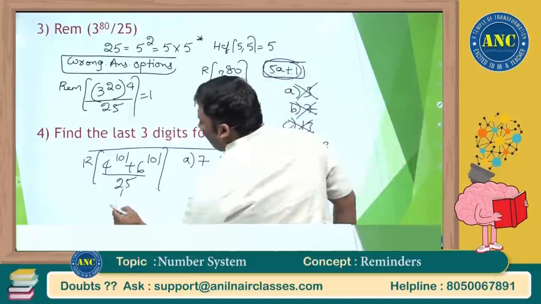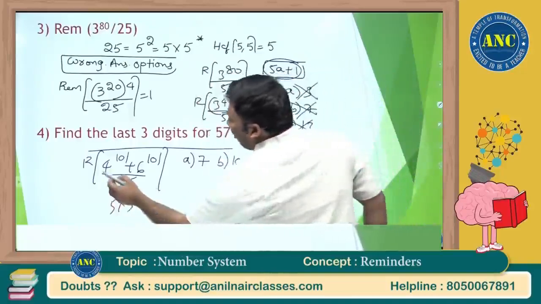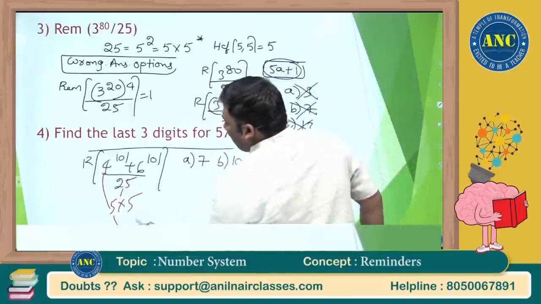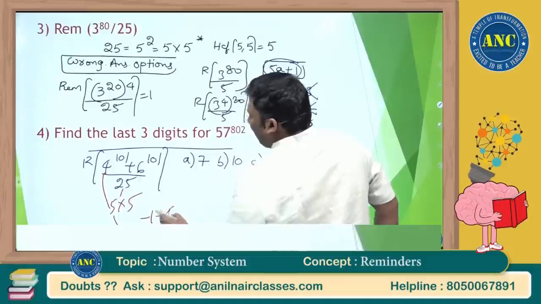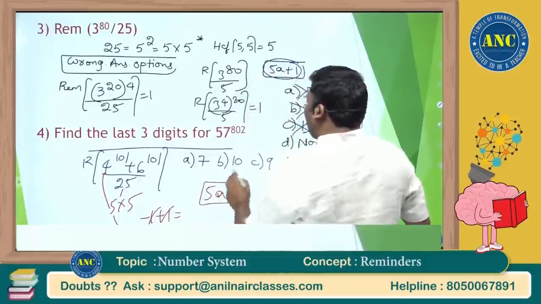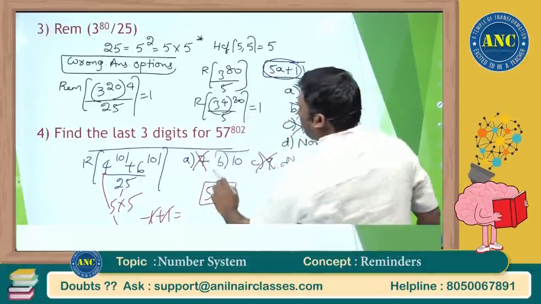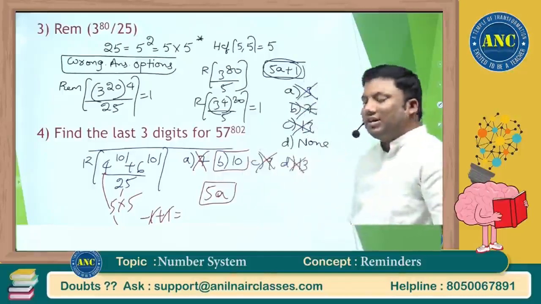One is by using the quotient function. So 25. Even if in a hurry you write 5 into 5, 4 divided by 5 minus 1, 6 divided by 5 plus 1, the answer should be perfectly divisible. This cannot be, this cannot be, this cannot be. So the only possible option is 10.